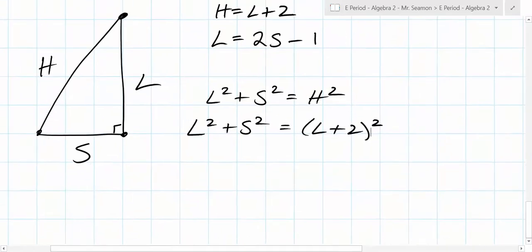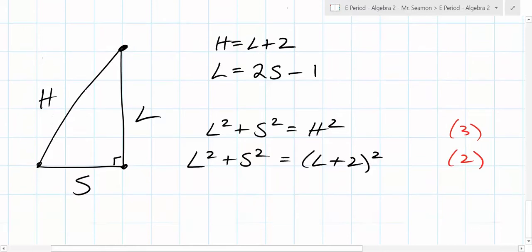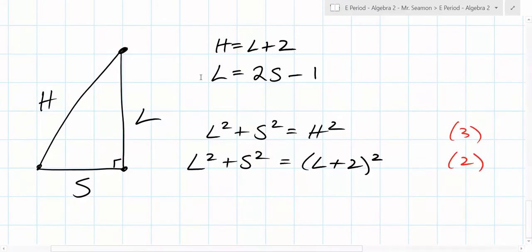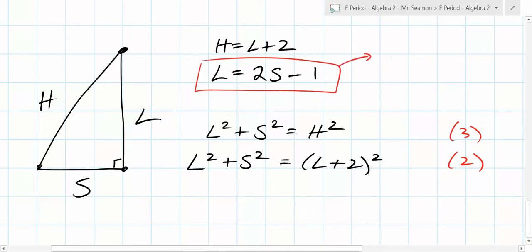How many variables do we have now? We had 3 on the first one, 3 in this one, and now we have 2. We want to get down to 1 so we can solve it, right? Which equation have we not used yet? This one. We haven't used this one yet. But if we let L equal 2S minus 1, we're going to still have 2 variables. So what should I solve for in that red one?